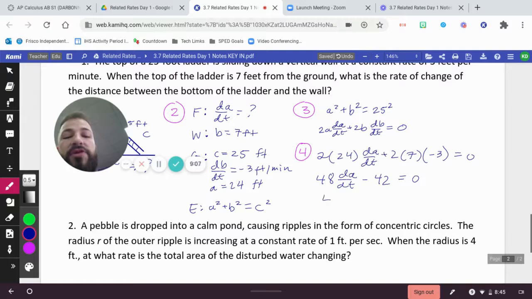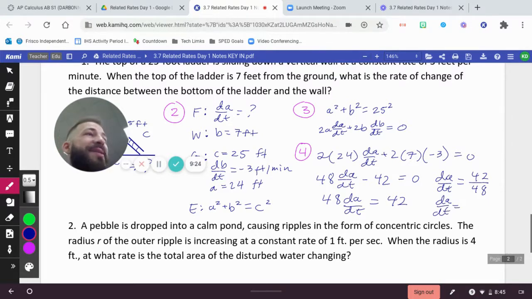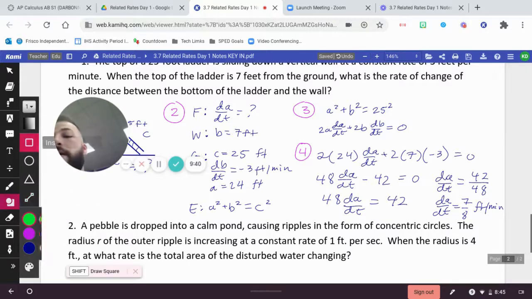Equals 0. So 48 dA/dt is equal to 42, so dA/dt equals 42 divided by 48. Both of those are divisible by 6, which would be 7/8. And then because it's a related rates problem, a real world problem, I want to add in units. So our unit should be feet per minute. And that would be my answer.